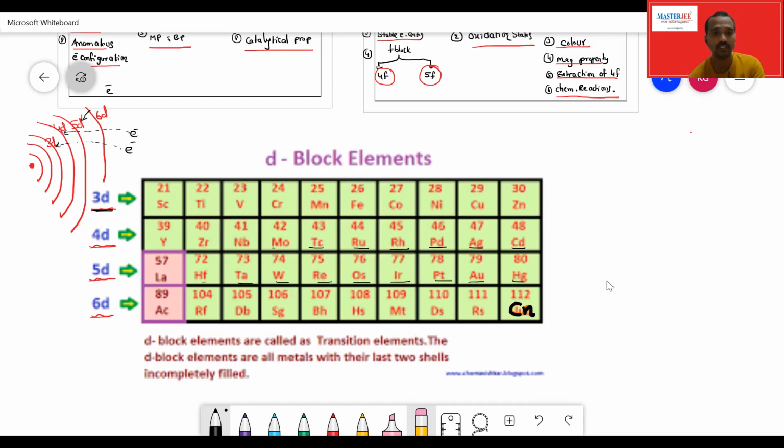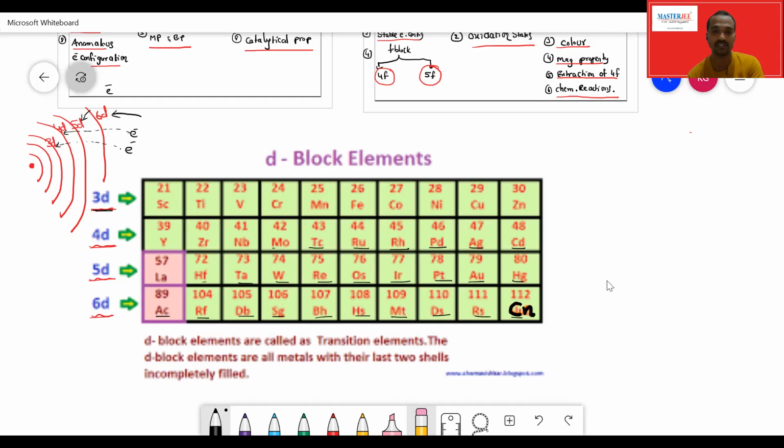Next, if the differentiating electron enters into the 6d orbital, that is the 6d level, then it is called a 6d series, like actinium, rutherfordium, dubnium, seaborgium, bohrium, hassium, meitnerium, darmstadtium, roentgenium, copernicium. Like this it is divided. So based on the differentiating electron entering different d orbitals, it is divided into 3d, 4d, 5d, 6d series.